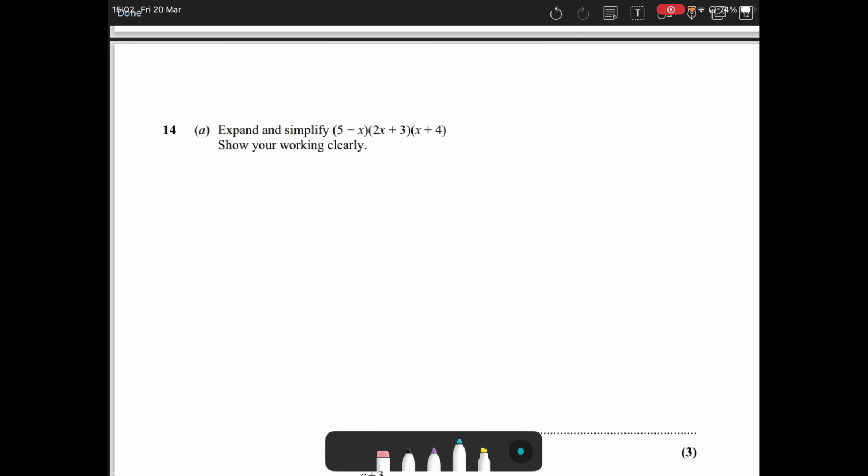Tricky one, that. Number 14, triple brackets. We love, what's better than a double bracket? Triple bracket, triple up. So only focus on one pair first.